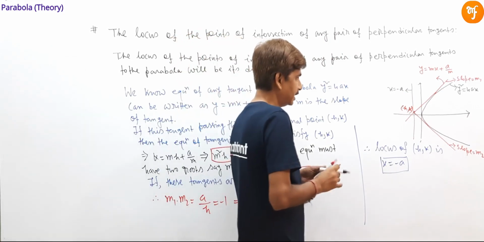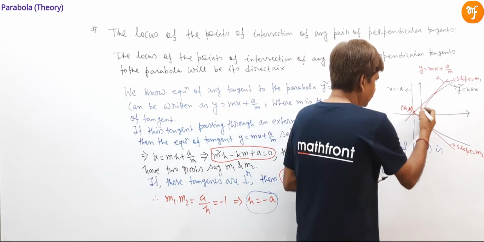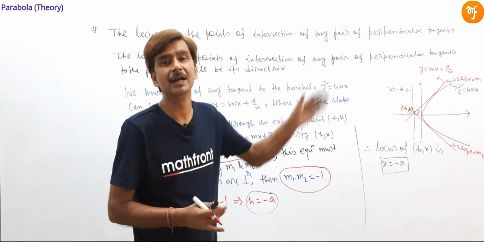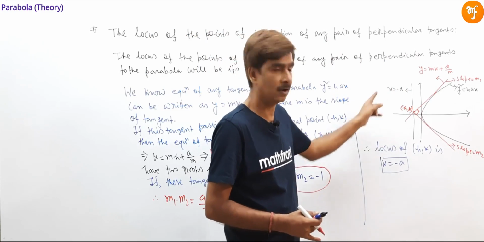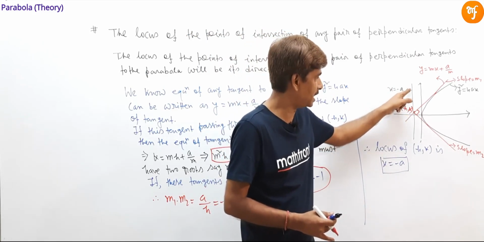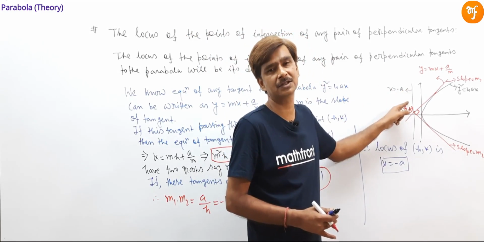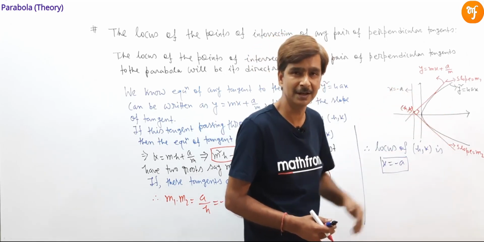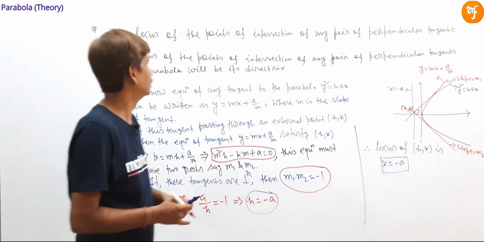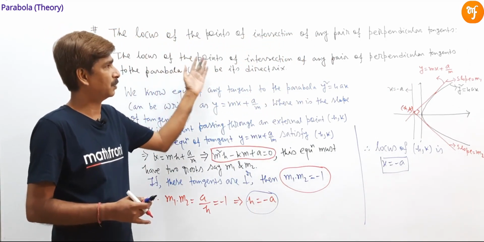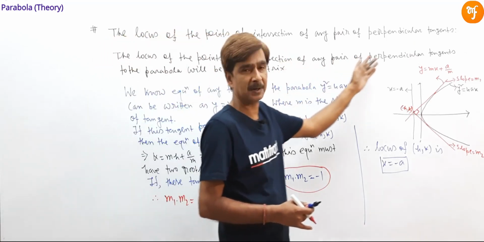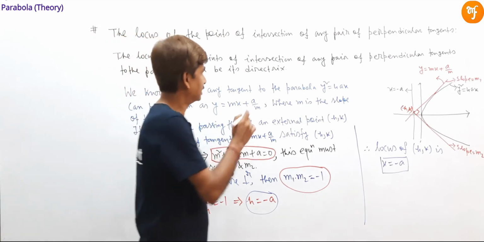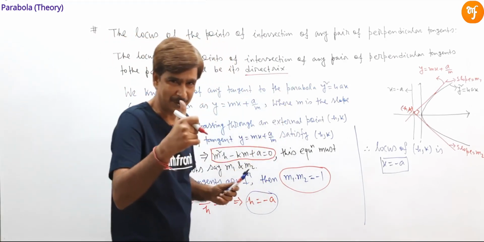So we can say if these tangents are perpendicular, then their point of intersection will lie on the directrix of the parabola. Or alternatively, from any point on the directrix of the parabola, we are able to draw a pair of perpendicular tangents to the parabola. Got it? So the locus of the point of intersection of any pair of perpendicular tangents to the parabola will be its directrix. Okay? So remember it.